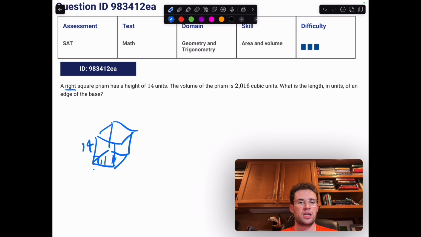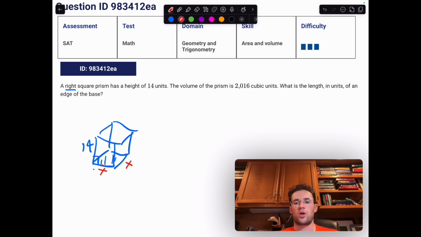So the height is 14. It's a square prism, which means the base is a square. So they're going to be the same side lengths for the length and the width. The volume of the prism is 2,016 cubic units. What is the length in units of an edge of the base?